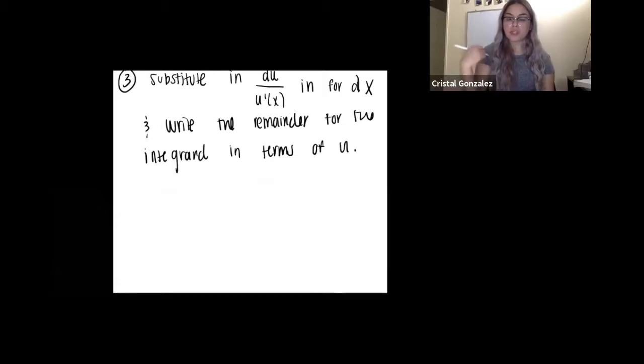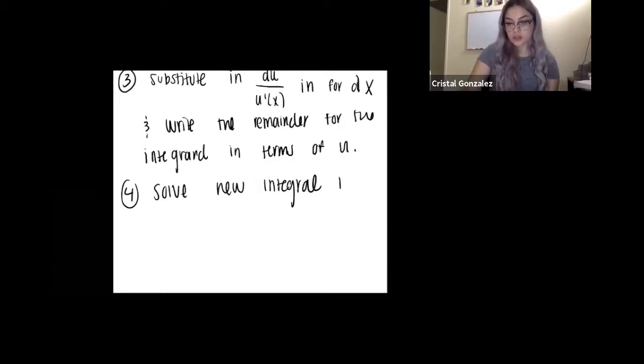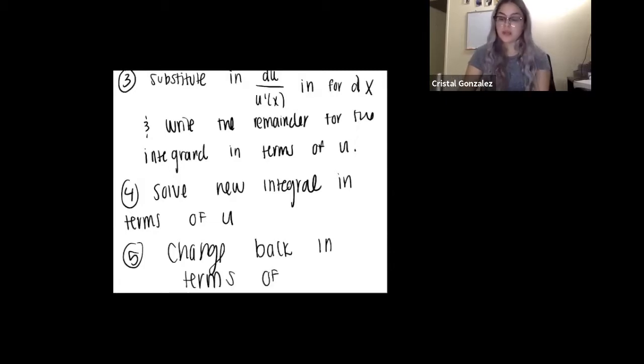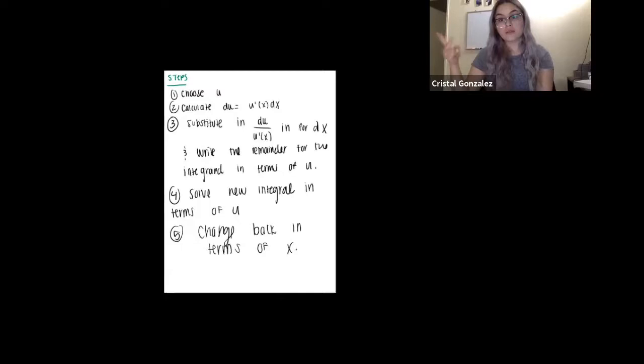And then once we finish taking the antiderivative, our fourth step is going to be to solve the new integral in terms of u. And then our fifth step is going to be to change back, like we did in the last one, in terms of x. Okay, so first step, pick u. Second, calculate the derivative of u with respect to x. We're going to substitute in, then solve that nice, easier integral. And once we solve that and we have the answer to that integral in terms of u, we're going to change it back to x, okay?